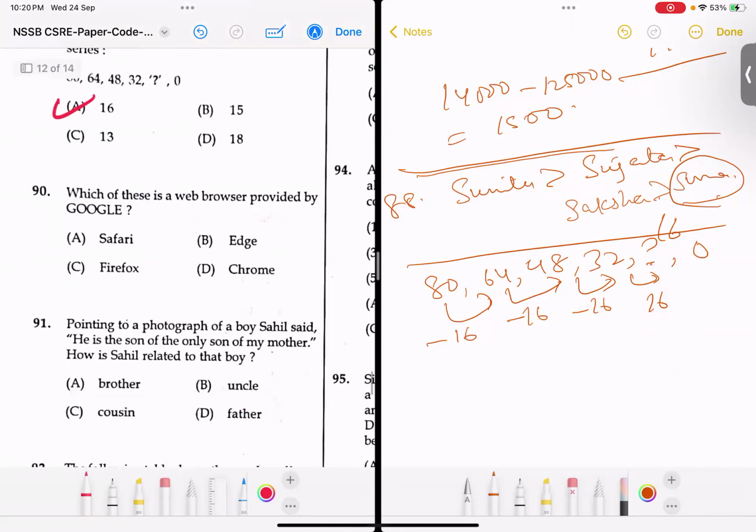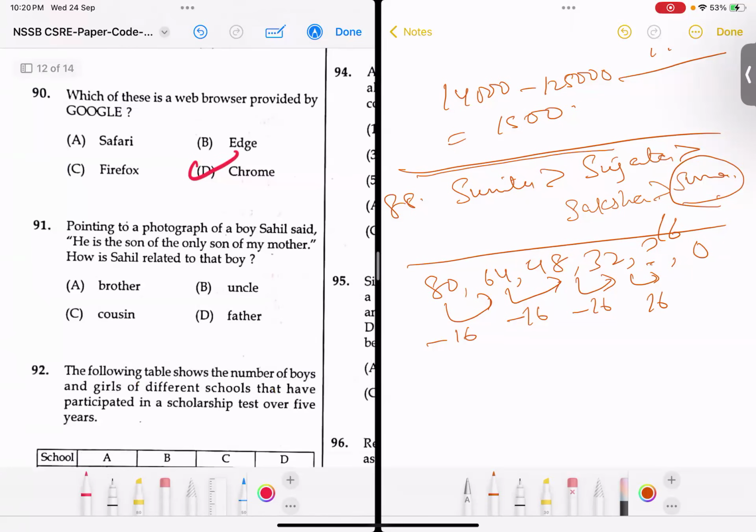Question number 90. Which of these is a web browser provided by Google? So you all know it is Chrome. Edge is provided by Microsoft, but Safari is provided by Apple. So Chrome is provided by Google.